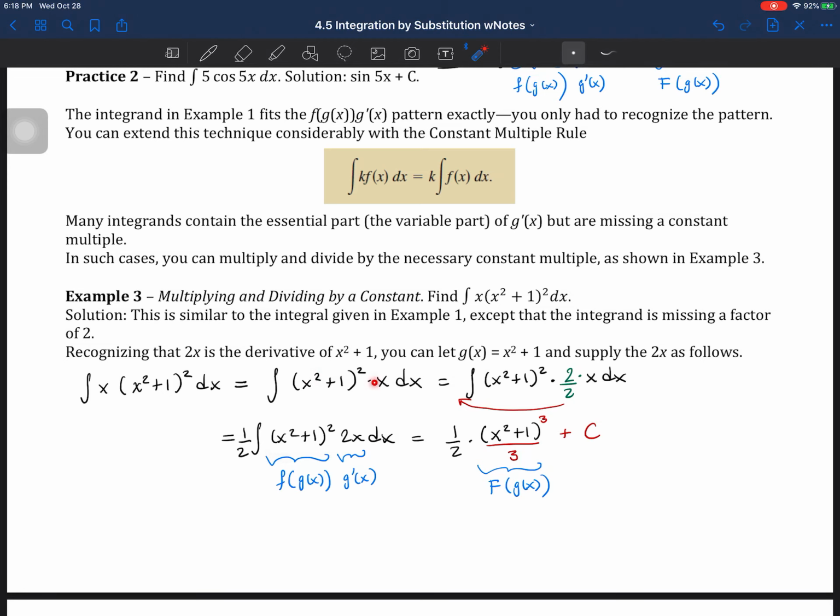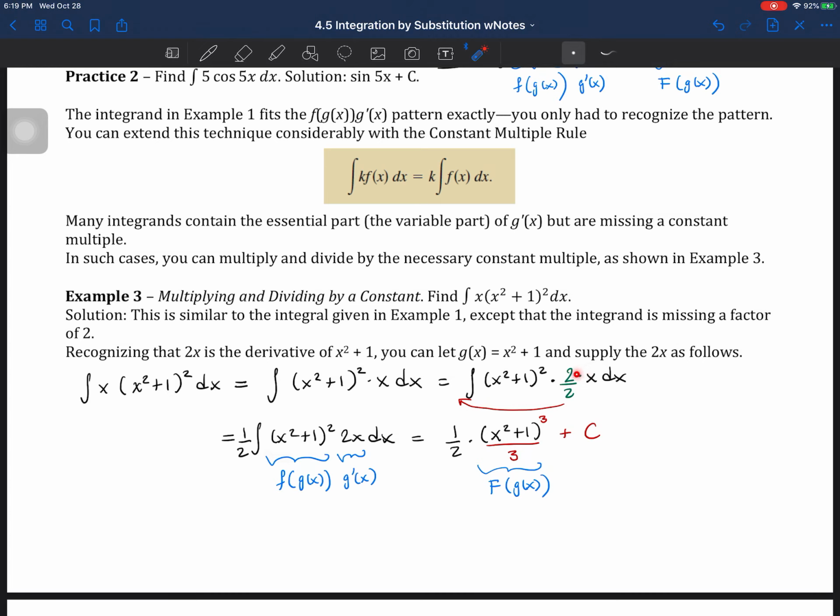Now 2x must be outside as a factor, but if you notice, the 2 is missing, right? The 2 is missing, and it would have been perfect. Everything would have been fine. This would have been your g, the square would be your f, and the derivative of g would have been 2x. But we don't have the 2. Well, in the next line, we go ahead and do that.